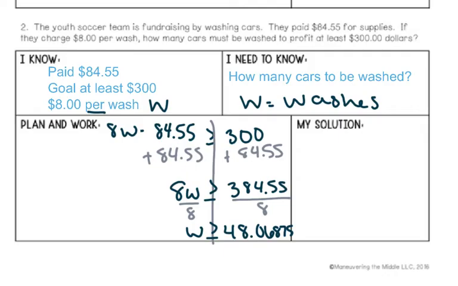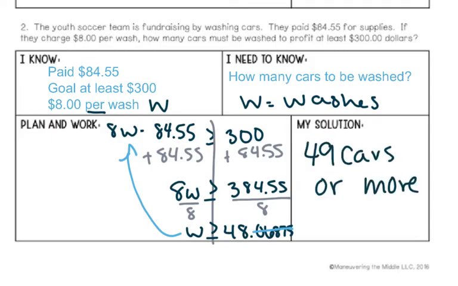We could use substitution and substitute that answer, if we had rounded just to 48, into our original inequality and done 8 times 48 minus 84.55. That would actually give us $299.45, which actually would be less than 300. Since I can't actually round to 48, my actual answer needs to be 49.